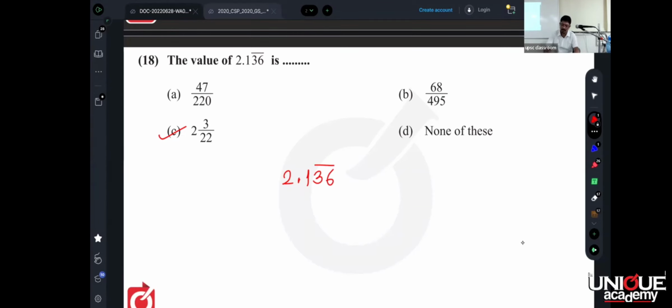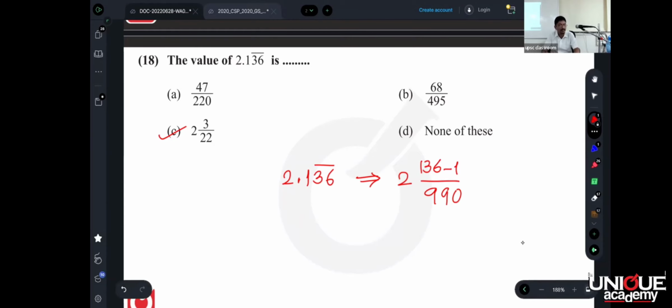2 is the integer. Now from among the digits in the decimal part, 2 digits are repeating again and again. That's why 99. 1 digit is not repeating, so a single 0. In the numerator, the number formed by all these digits in the decimal part is 136, minus what to do? Minus 1, the number formed by the digit which is not repeating, that is 1. So we have 2 integer 135 upon 990.